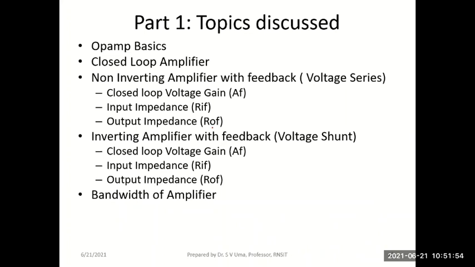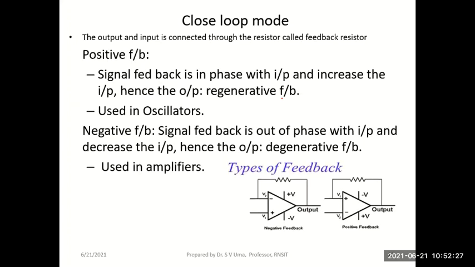So next we have to deal with part 1. The basic topics in part 1 of the op-amp are the basics, closed loop amplifier, op-amp working as a closed loop amplifier, non-inverting amplifier where we find voltage gain, input and output impedance, and inverting amplifier with feedback. You'll again find the same parameters and bandwidth of an amplifier. These are the various topics which we have to discuss.